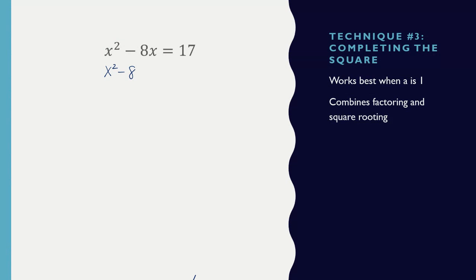So we're going to start by adding in some blanks so that I can figure out what is going to make this a perfect square. I'm going to take half of 8, which is 4, and 4 squared is 16. That's what goes in my blanks. Now I have x squared minus 8x plus 16, which if I factor that is equal to x minus 4 squared. X minus 4 times x minus 4 is x squared minus 8x plus 16. Now I'm going to go to the other side. I'm just going to combine 17 and 16, which is 33.